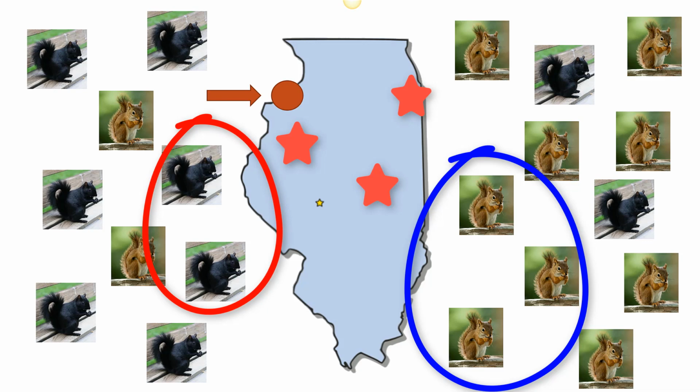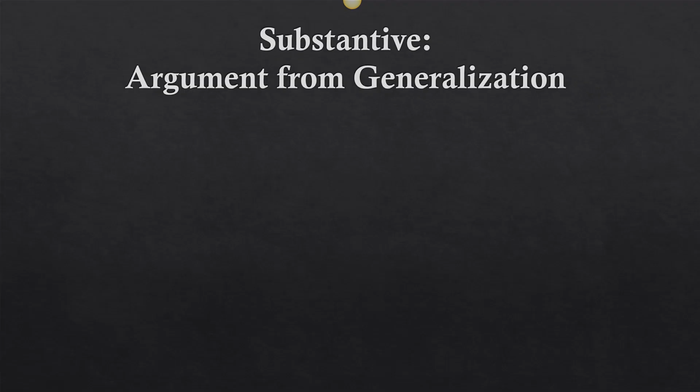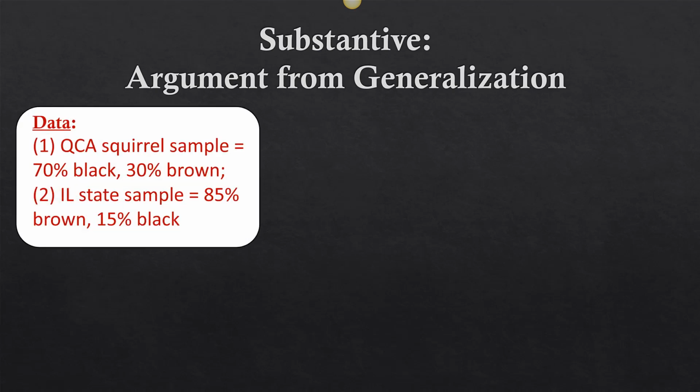Well, I was able to ultimately come to a conclusion through inductive reasoning about the population of black squirrels in the Quad Cities. And how might I map this out in a Toulmin diagram? Well, here's my data. In the Quad City area, my squirrel sample was approximately 70% black squirrels, 30% brown squirrels. However, in other places in the state of Illinois, 85% of the squirrels were brown and 15% of the squirrels were black. Now, bear in mind, I haven't counted every single squirrel in the state of Illinois. That would make me a very strange person indeed. So this is just a sample.